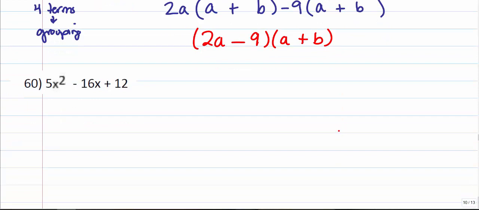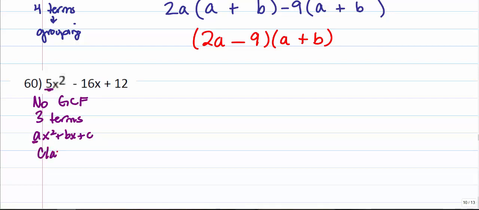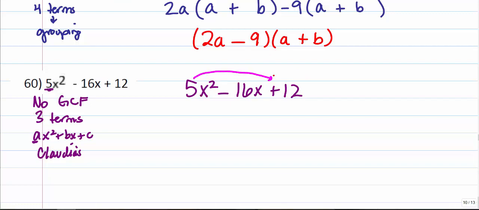All right, number 60. So again, I'm looking at this and I'm going, okay, there's no GCF. There are 3 terms, but this time it has a number on the x squared. And so that's where I'm going to use Claudia's method. So let's remind ourselves what that is. With Claudia's method, because I have the 5 there, I don't want it there. I want it just to have a 1 here. So I'm going to multiply the last number with that 5. And that's going to change me to have the problem x squared minus 16x plus 60.